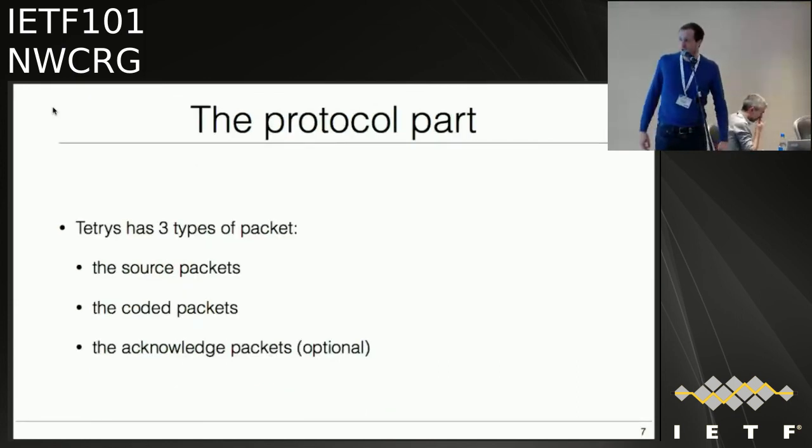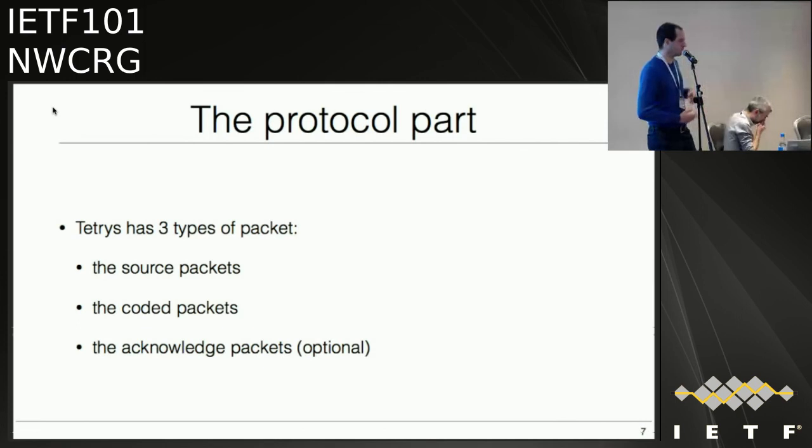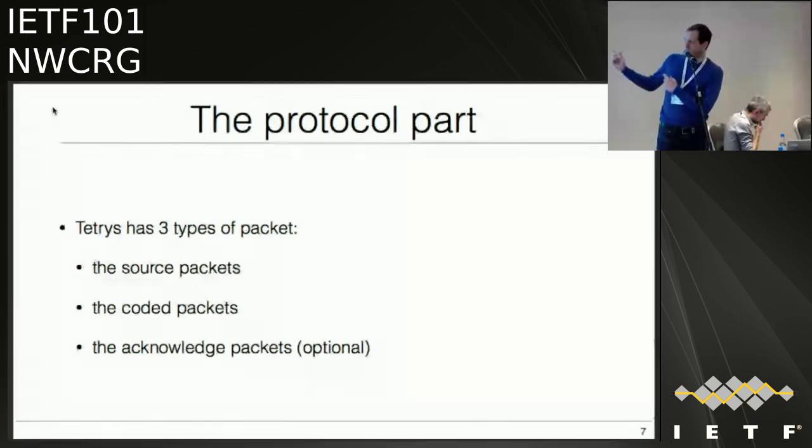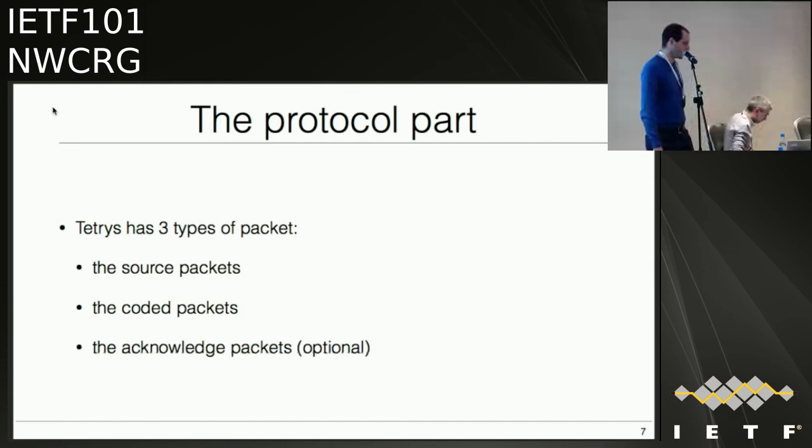In the protocol part, we make it simple. We have 3 packet formats. The first is the source packet, which is just a payload with an ID. The second is a coded packet. It's a linear combination of some source packets, including an ID plus an encoding vector, which is the information about the linear combination, plus the coded packet payload. The last one is the acknowledgment packet. We provide some feedback like packet loss rate, the missing packets, or anything you want to send back from the decoder to the encoder.